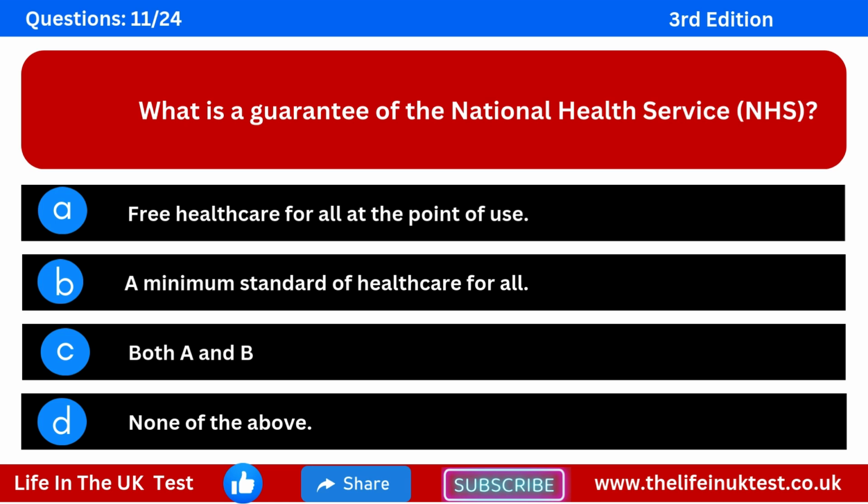Question 11. What is a guarantee of the National Health Service NHS? Option A, free healthcare for all at the point of use. Option B, a minimum standard of healthcare for all. Option C, both A and B. Option D, none of the above.